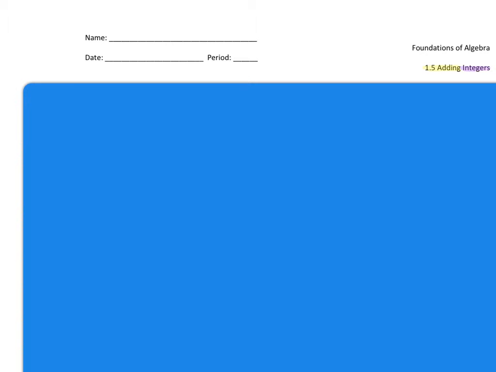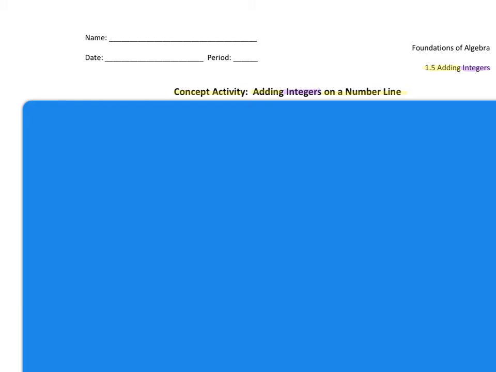Today our lesson is about adding integers. To start off our lesson, let's do a concept activity where we're going to be adding integers on a number line. From our last set of notes, we learned that integers are whole numbers that are either negative or positive.